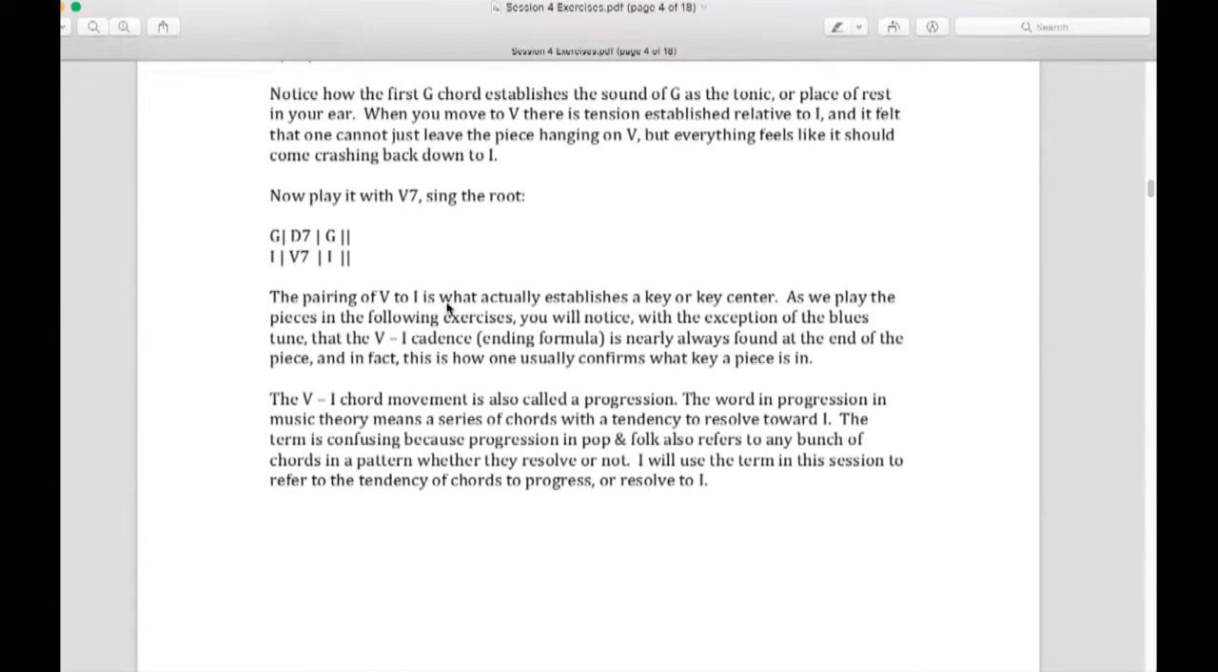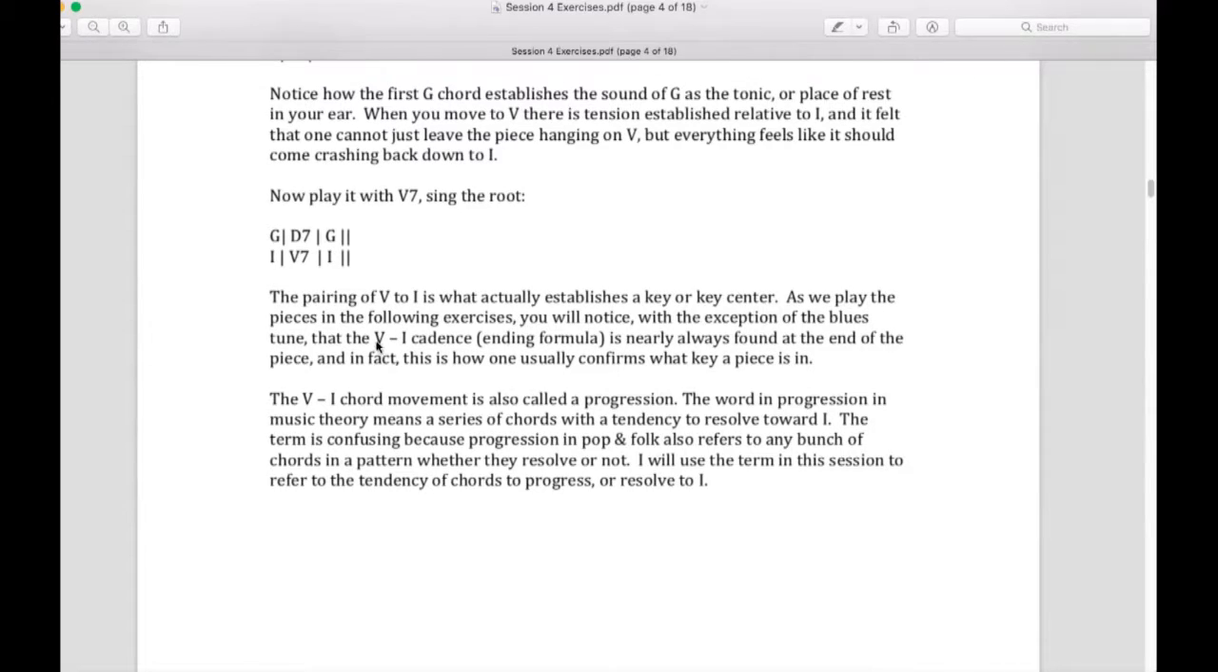So what I'm about to say next is really important. The pairing of 5 to 1 is what actually establishes a key or a key center. Without that, we're really not sure that we're in a key. You know, as back in Pretty Polly, well, yeah, we could say G was the tonal center. But we didn't get this 5-1 that in Western music establishes a key center.